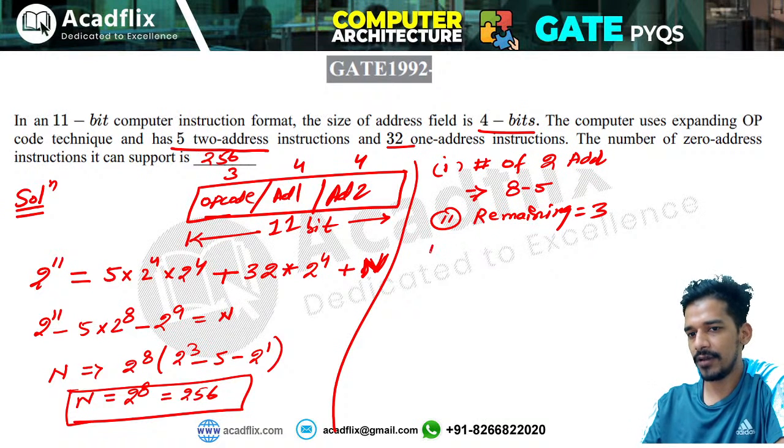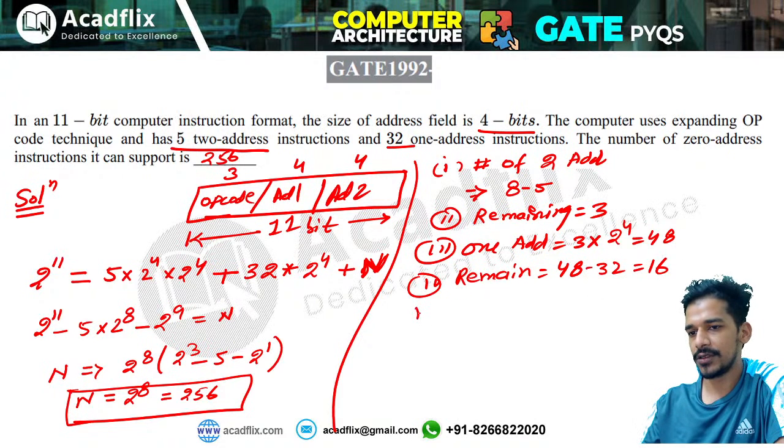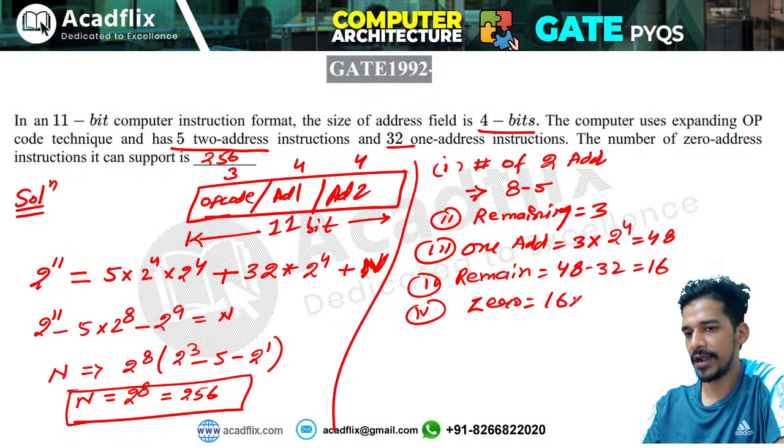Right, now the number of one-address instructions will be the remaining combination, that is 3 into 2 to the power of the address field, that is 4, that will be 48. Now out of the 48 you have used 32, so the remaining are 16. So the number of zero-address instructions will be the remaining combination, that is 16 into the address field, that is 2 to the power 4. This will be 2 to the power 8, that is 256. Again you will get the same value.